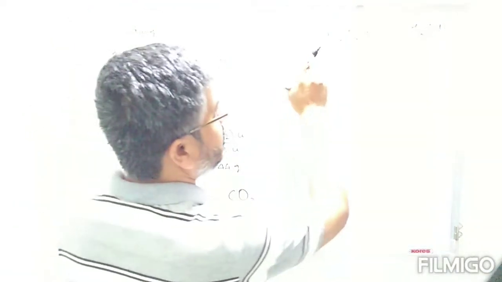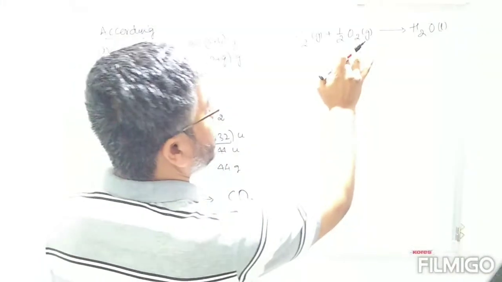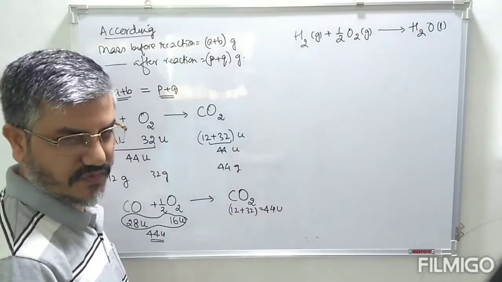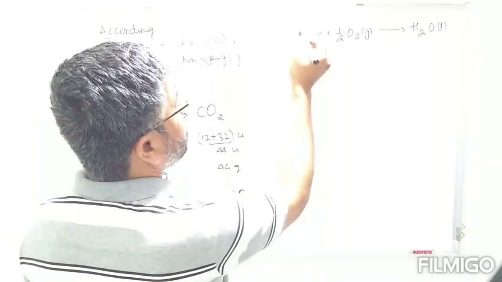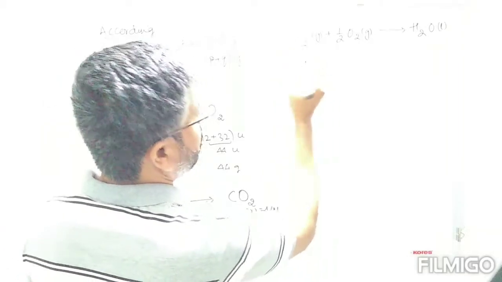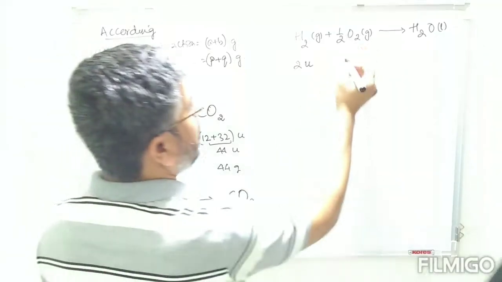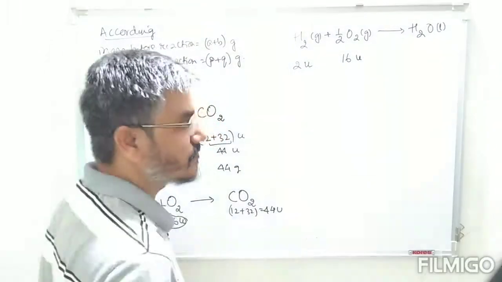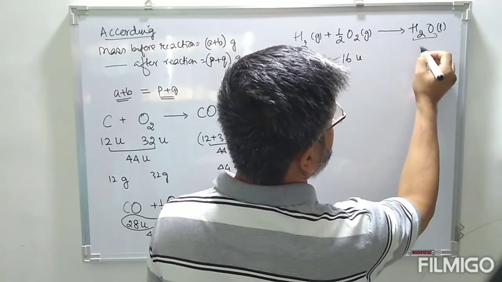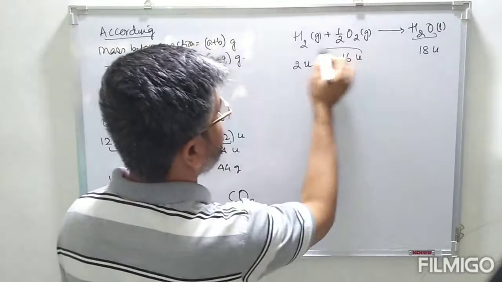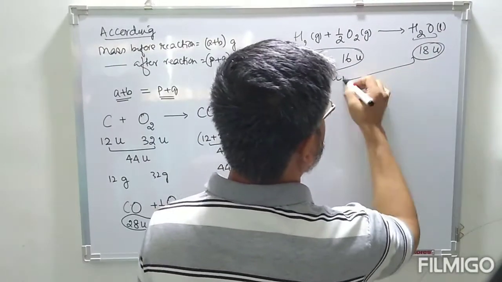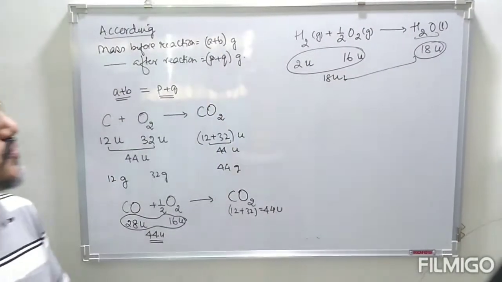We have two atoms of hydrogen on each side, one atom of oxygen on each side. So there is balancing of atoms. Now mass of one atom of hydrogen is 1 U, so for two atoms this is 2 U. Mass of one oxygen is 16 U. Mass of water is 2 plus 16, 18 U. So look at this, mass before the reaction is 18 U and mass after the reaction is again 18 U.